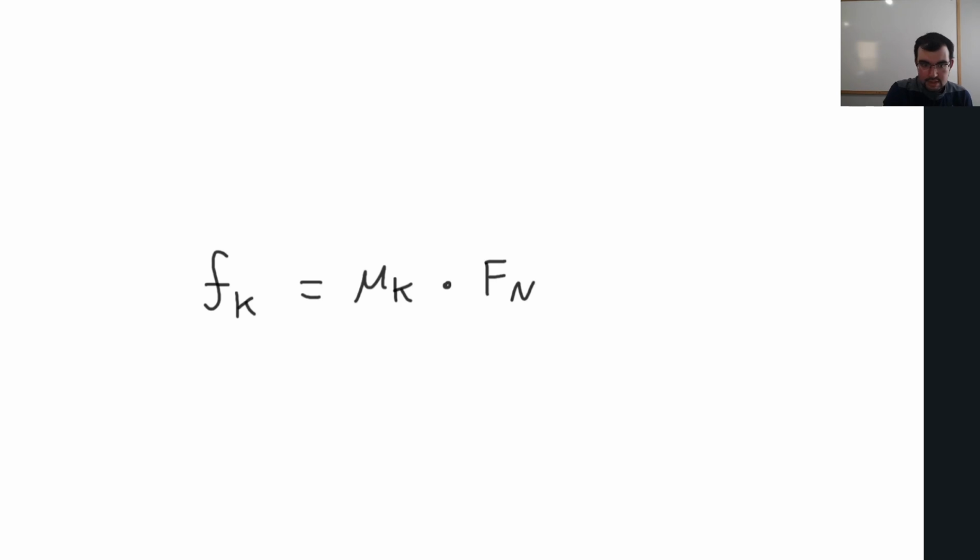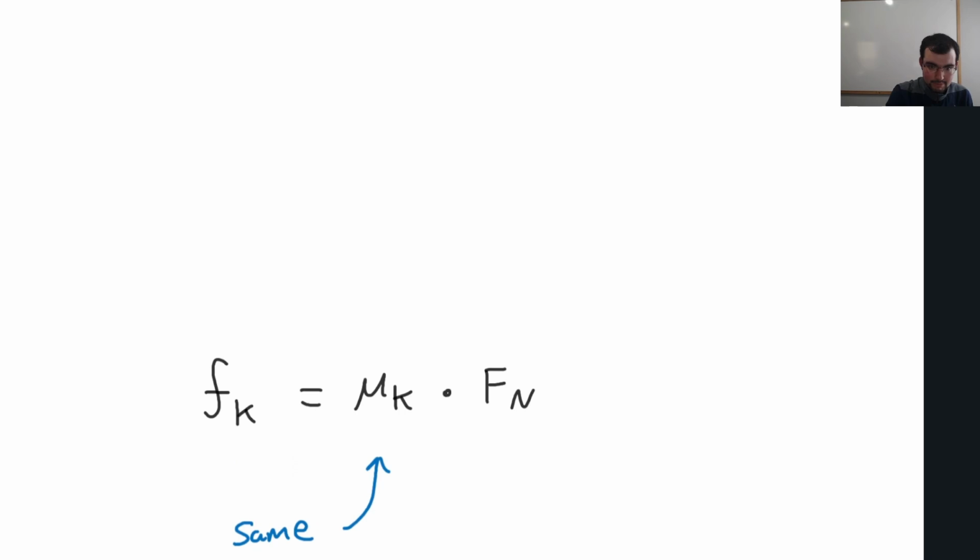And this is a set value, so static friction can be whatever it needs to be to make the system work, up to mu Fn, but kinetic friction is fixed. So mu k only depends on the surfaces rubbing against each other, which is the same because the cylinders and ramps are the same.